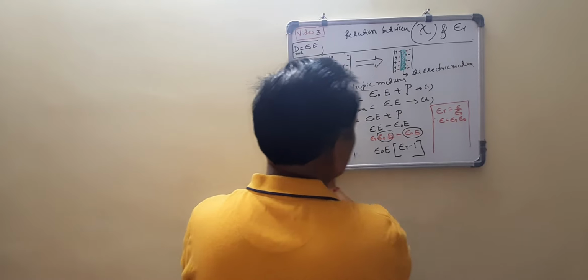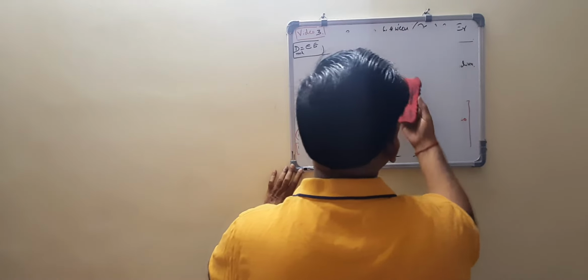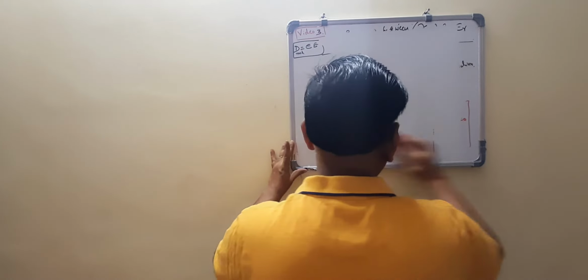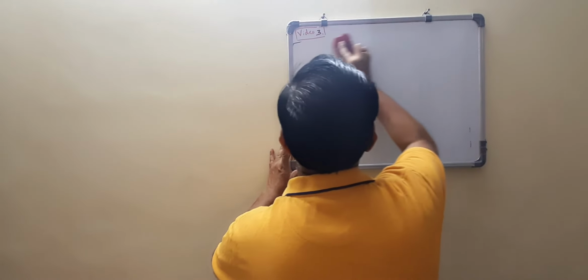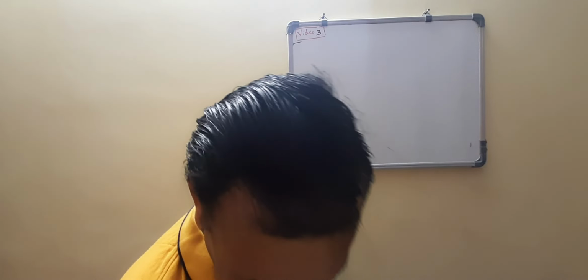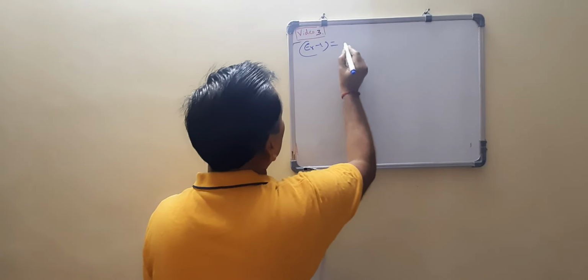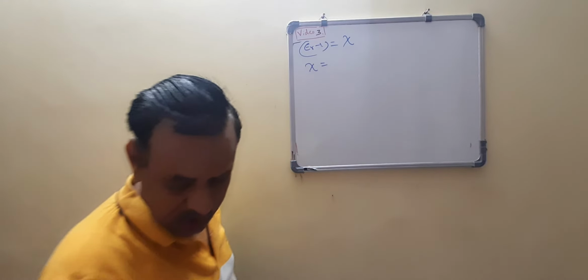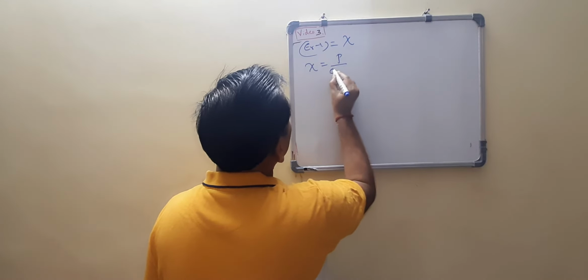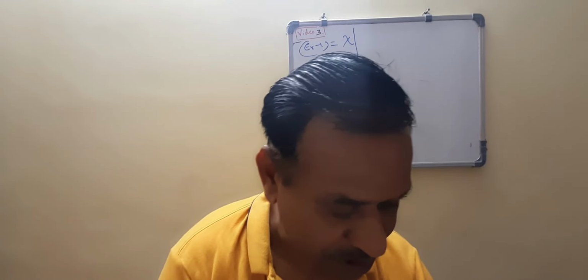Now I will solve one problem. Which equation are we using here? Epsilon r minus 1 equal to susceptibility, where susceptibility equal to P divided by epsilon naught into E. This is the formula. Okay. I will do one problem on it.